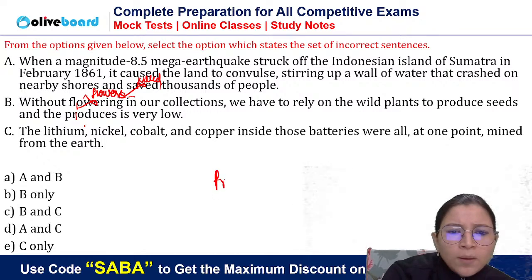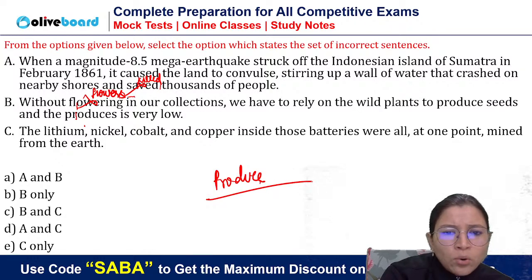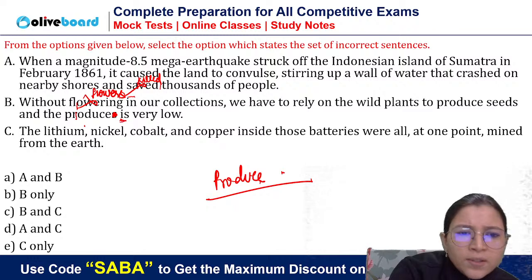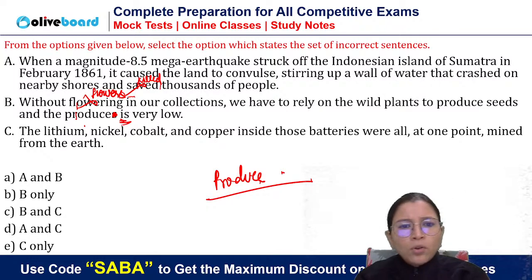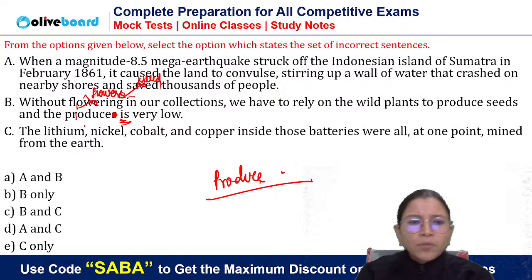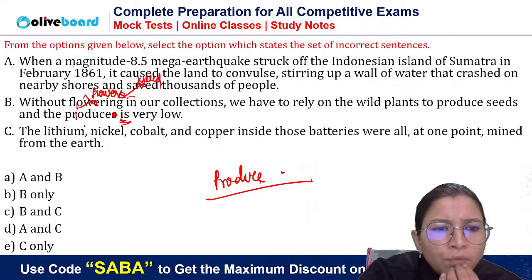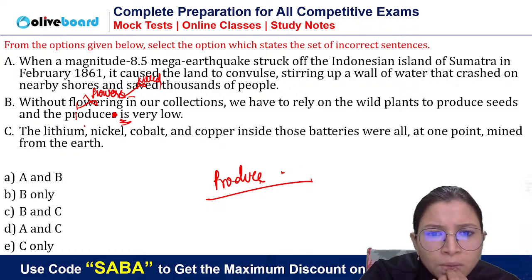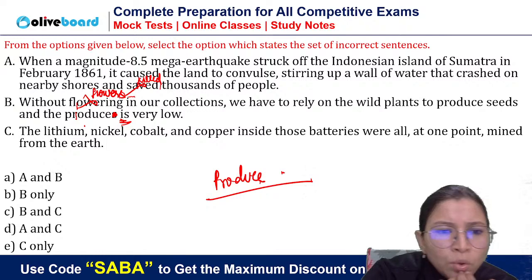Acha, produce can be a noun also, guys, no? But when it is a noun, I don't think that its plural form is produces. Simple, and the produce is very low. Anyways, the verb is also singular. So without flowering in our collections, without flowering can make sense, guys. Without flowering in our collections, we have to rely on wild plants to produce seeds, and the produce is very low.